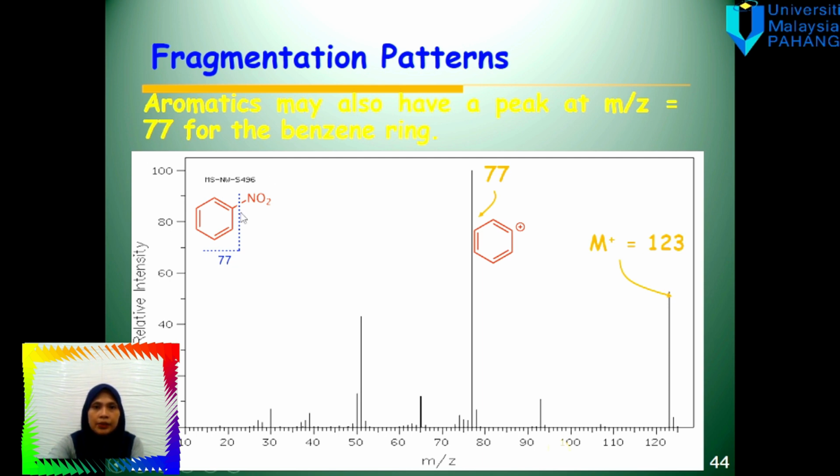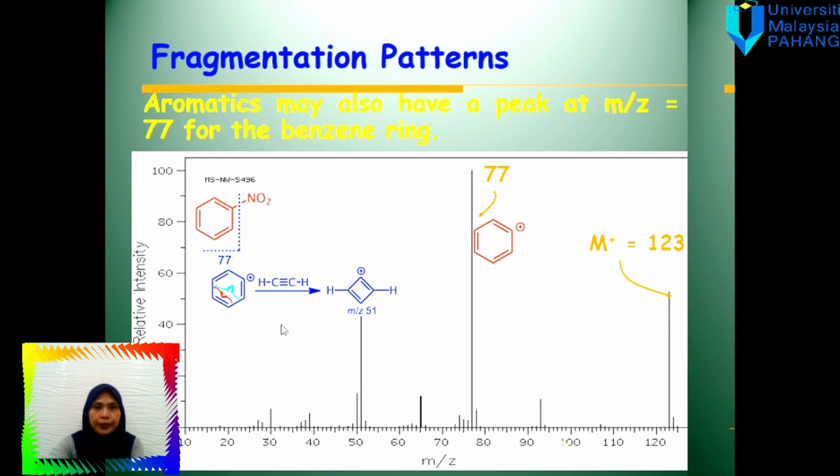Okay, this one is a nitro group. The nitro oxide will be released here and remain the benzene cation with the base peak 77. And based on this benzene cation also, we can break into this C4 ring and this neutral molecule.